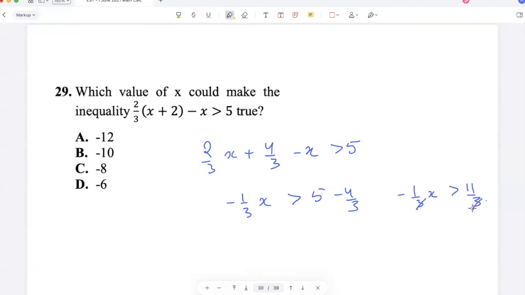So 3 and 3 cancels. Minus x is greater than 11. So x is less than minus 11. Because when I multiply by -1, the inequality changes sign. So x is less than -11. So x can be -12. Option A.